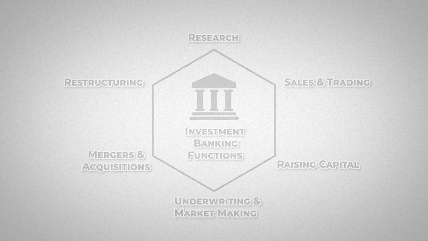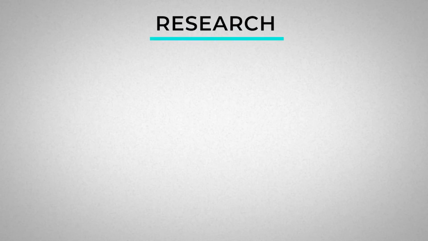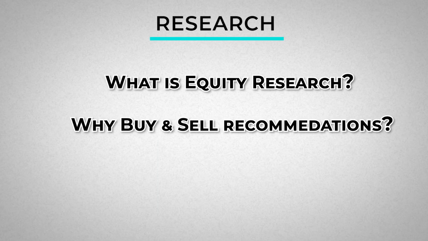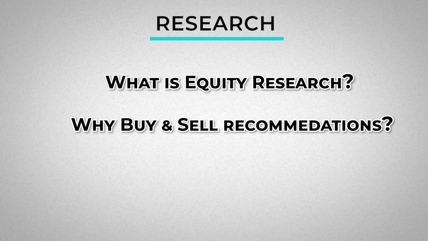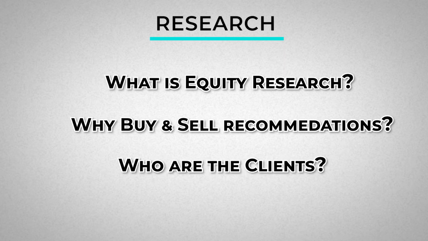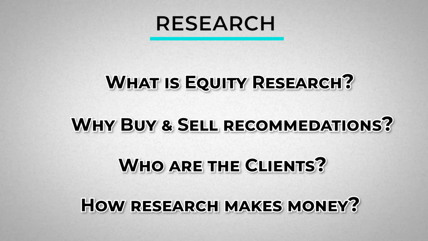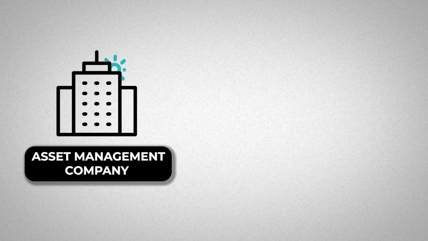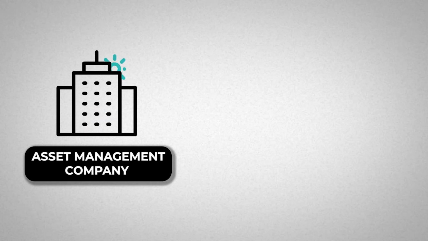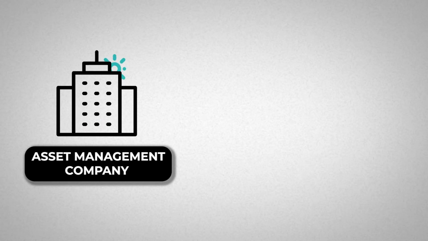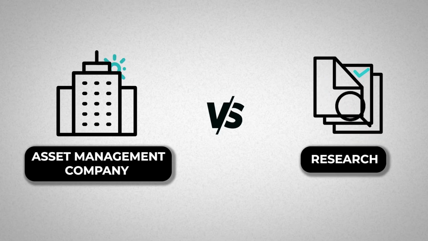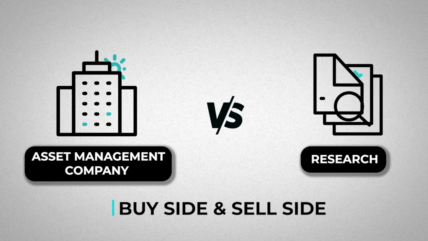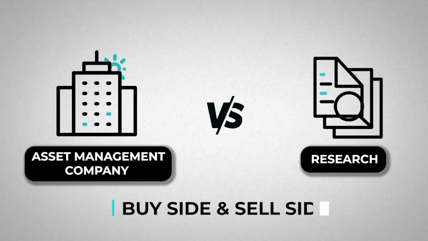So within this investment bank, we'll start with the very basic concept of what is an investment bank vis-a-vis a commercial bank. When we talk about research, we will look at questions like what is equity research, why are buy and sell recommendations looked at, who are the clients, and how does research actually make money for the investment banks. When we talk about clients, asset management companies are one of the largest clients for the investment bank. And in this debate of AMCs versus research, we have seen something called buy side and sell side jargon that you must know. So we'll deal with all of these when we talk about research.